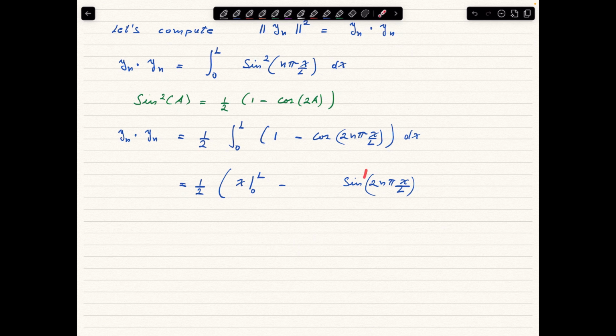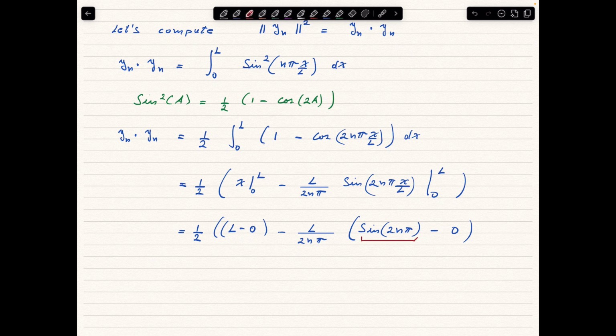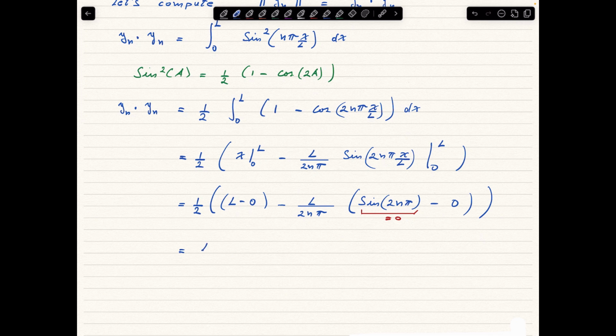But if I differentiate the sine function, I'm going to get the cosine, but then I'm also going to get 2n pi over L. So I need to divide by that, so L over 2n pi, evaluated at 0 and L. From the first term we get 1/2 L minus 0, and from the second term, L over 2n pi, we get sine of 2n pi when x equals L, minus the value at x equals 0, which is 0. And again, as before, this sine function evaluated at multiples of pi is 0. So we end up with L over 2.